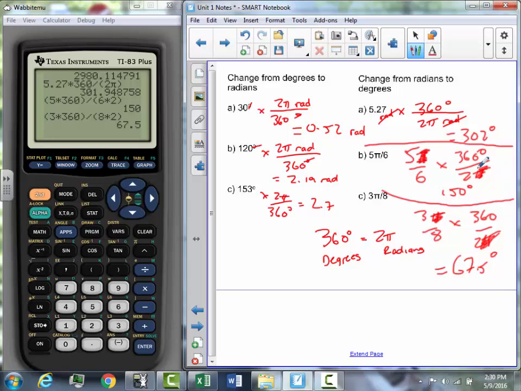I need for you guys to be comfortable working with both radians and degrees when we graph this thing. So now I want to transition to a little bit of, let's start looking at what these graphs look like.